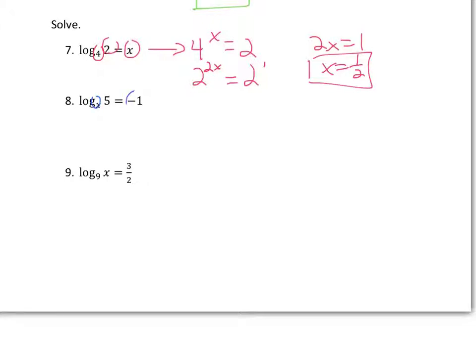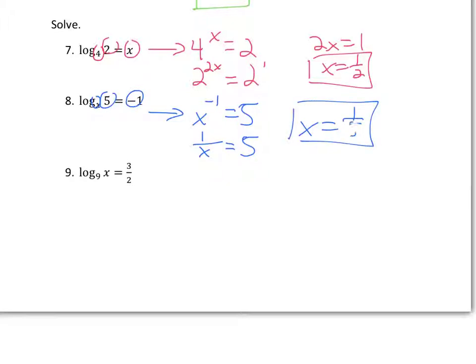Number 8, I've got to convert it. Base, exponent, answer. Convert it. Base to the exponent equals 5. So I've got basically 1 over x equals 5. Multiply both sides by x, divide by 5, or just realize that 1/5 is what we're looking for. We're looking for the reciprocal of 5, so x equals 1/5.